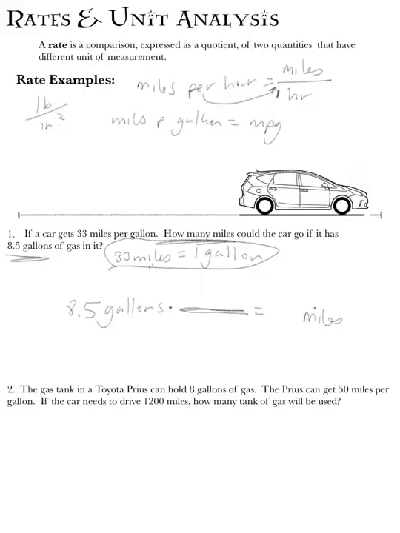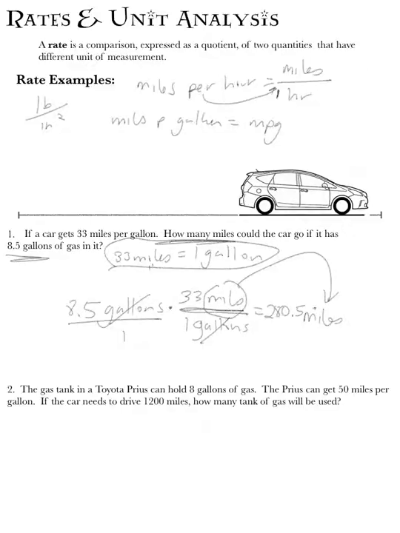And the thing is, I want to cancel out this label, but the only way I can cancel out that label is if I have that same label in the cross cancel area. So if I put gallons down here and miles up here, then I'm able to cross cancel gallons. And if these were fractions, we do what fractions tell us to do, and we multiply across the top and across the bottom. And because this was not canceled, this is allowed to be our label. And so 8.5 times 33 is 280.5.